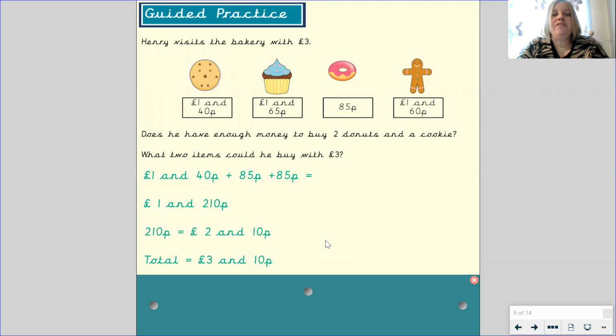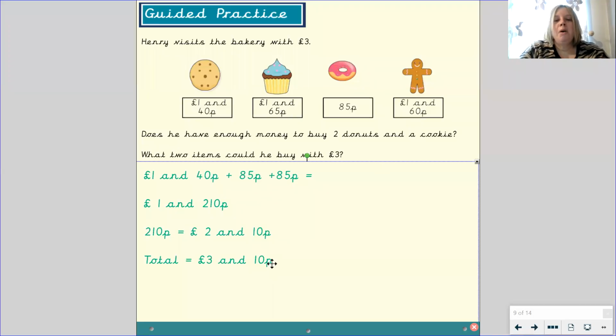So now we have to find 2 things that he can buy from the bakery with his £3. I want you to pause the video and explore what he could buy with £3. There are lots of different things he could buy. You need to work through the steps to help you to solve the problem. Pause the video and have a go. He could buy 2 donuts from the shop. Let's see how much they would cost.